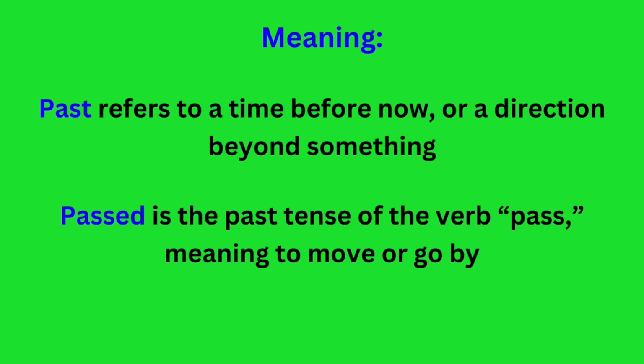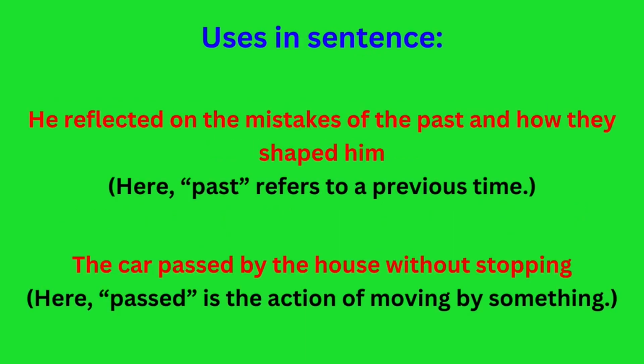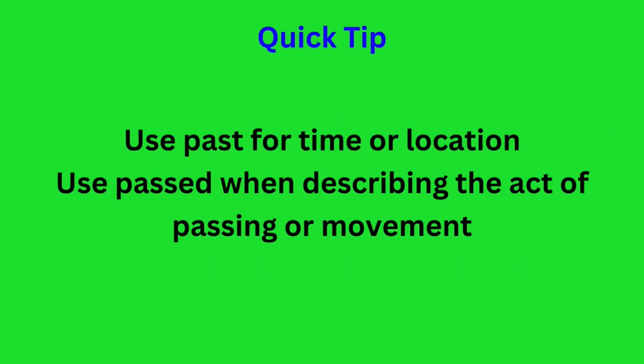Meaning, past refers to a time before now or a direction beyond something. Passed is the past tense of the verb pass, meaning to move or go by. In a sentence, he reflected on the mistakes of the past and how they shaped him. Here, past refers to a previous time. The car passed by the house without stopping. Here, passed is the action of moving by something. Quick tip. Use past for time or location. Use passed when describing the act of passing or movement.